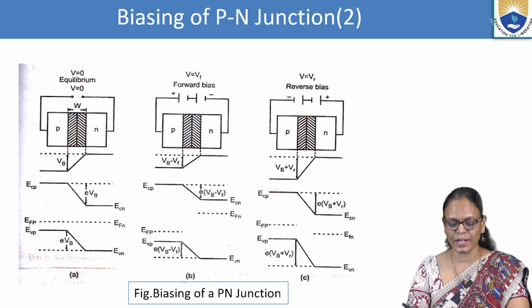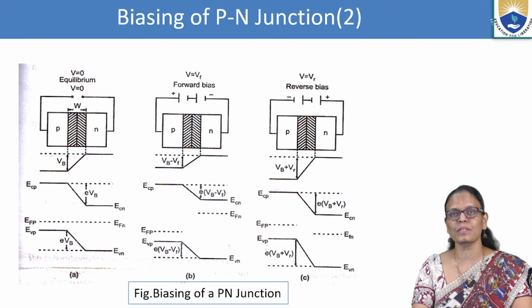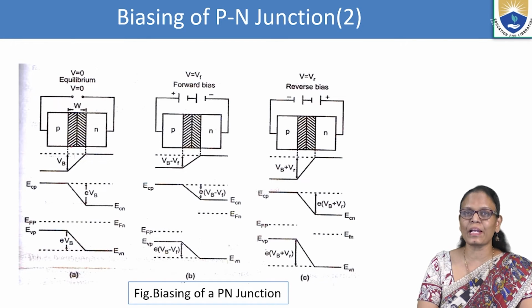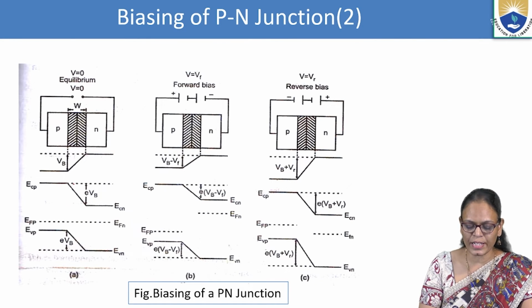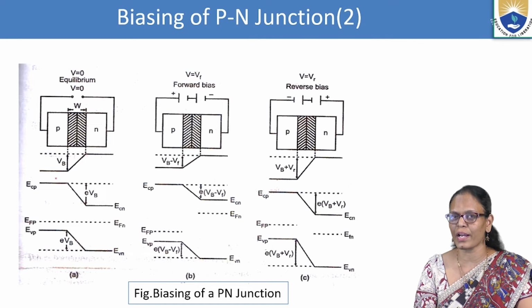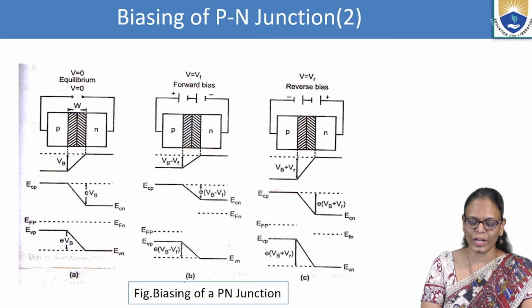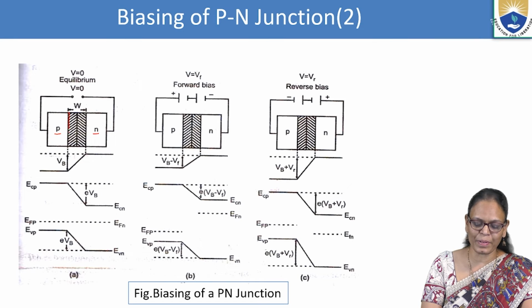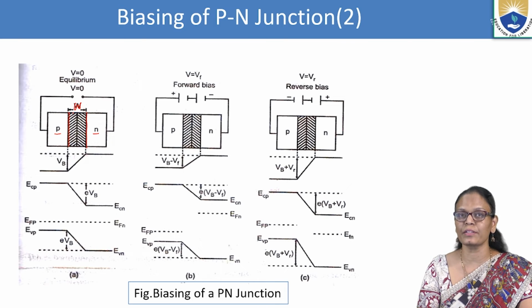Now let us try to understand these diagrams. In biasing of a junction, this is a PN junction. Energy diagrams we are going to understand, energy level diagrams, or we can say energy band diagram. So in a PN junction, this is P and this is N. There is a depletion layer that is formed, and this is the width of the depletion layer.